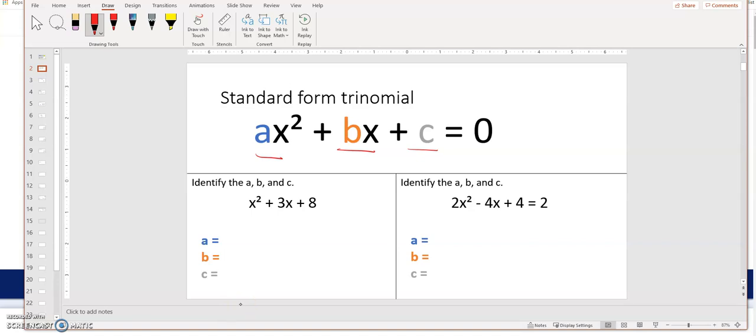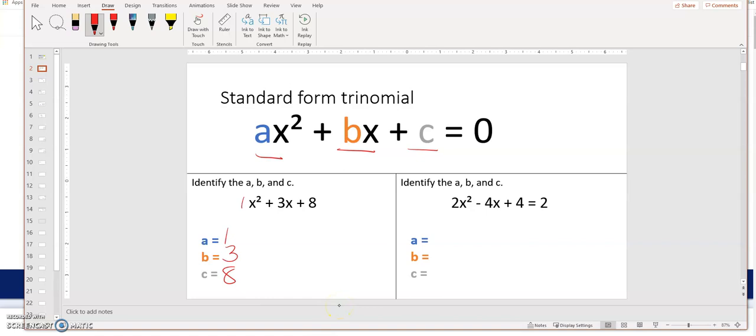All right, so now identify the a, b, and c. So for this first one, remember if we do not have a number written out in front, it is an imaginary 1. It's asking you, how many x squareds are there? There's 1, so a would be 1. My b would be 3. My c would be 8. Okay, so that one's pretty easy.